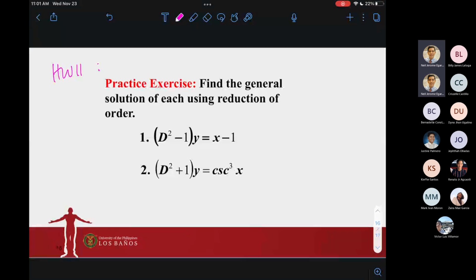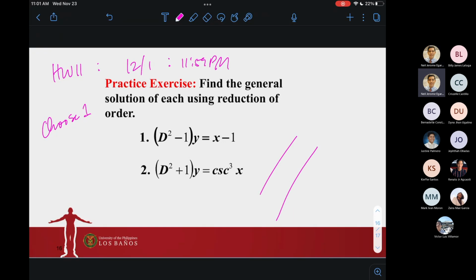Ang due niya ay November 30th or holiday ng November 30, tama ba? I think November 30 is a holiday. Can somebody confirm kung holiday siya? Holiday siya, no? So, December 1 na to. Ang gandang pasok ng December sa atin, homework agad, no? So, choose one. Tapos, December 1 ang deadline, 11:59 p.m. Okay. So, pili lang kayo ng isa sa dalawa na yan. And I think that's it. That's this section.